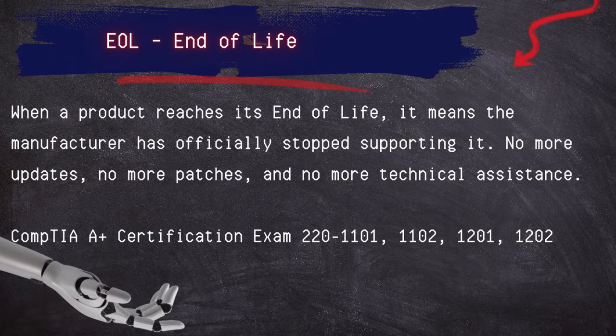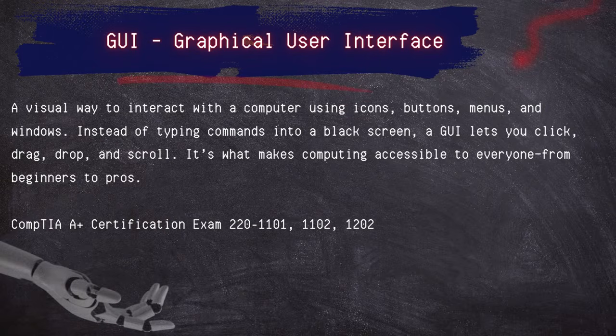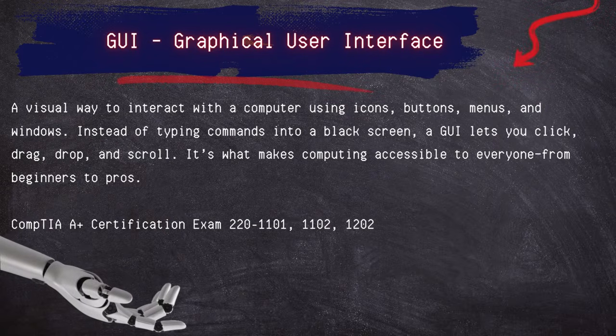EOL, end of life. Now, when a product reaches its end of life, it means the manufacturer has officially stopped supporting it. No more updates, no more patches, and no more technical assistance. GUI, graphical user interface. A visual way to interact with a computer using icons, buttons, menus, and windows. Now, instead of typing commands into a black screen, a GUI lets you click, drag, drop, and scroll. It's what makes computing accessible to everyone, from beginners to pros.